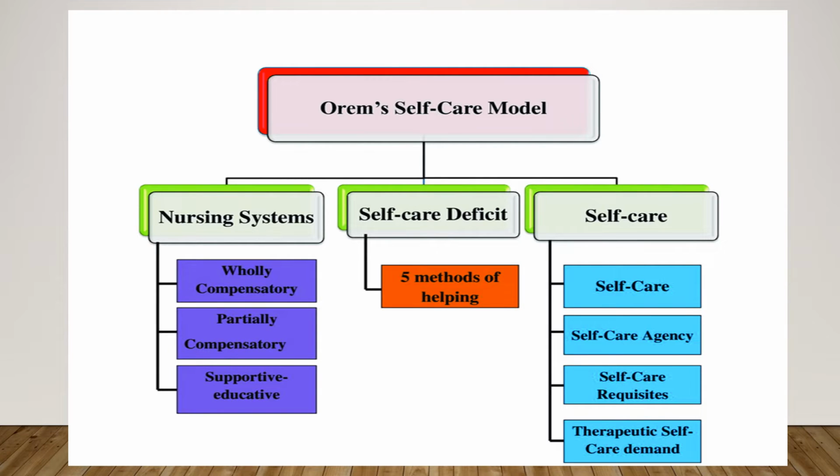Try to remember the different concepts in Orem's theory, which consist of self-care, self-care deficit and nursing systems. The self-care includes self-care agency, self-care requisite, therapeutic self-care demand. All this is for the dependent care also. And if deficit is there, the nurse will be helping in 5 methods. And nursing system is divided into wholly compensatory, partially compensatory and supportive educative. Hope you have a clear understanding of all these aspects. Otherwise, please go through the previous videos on Orem's theory.